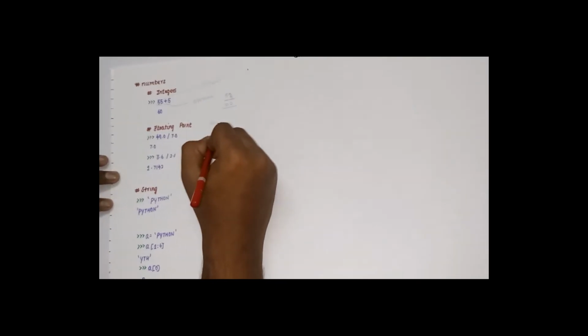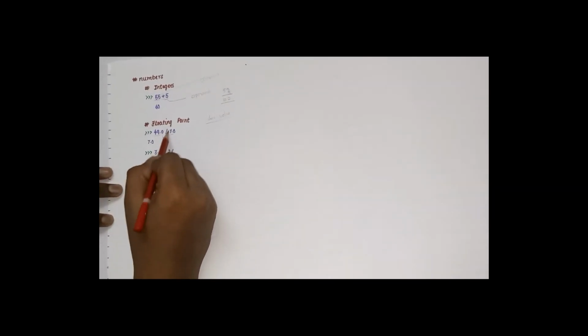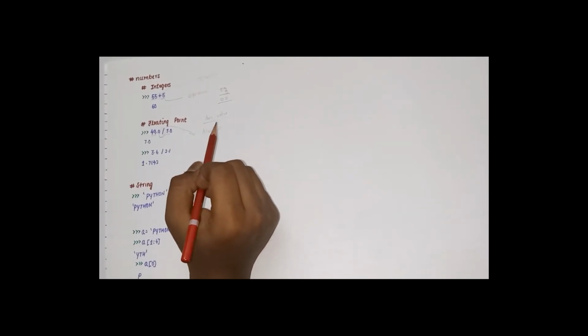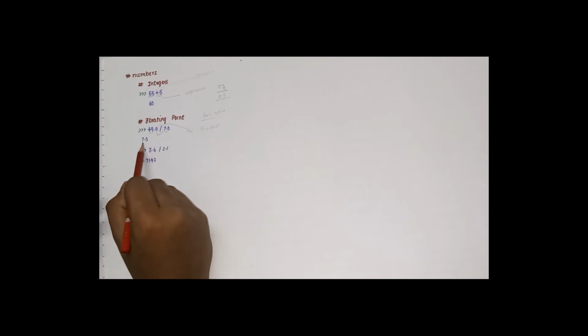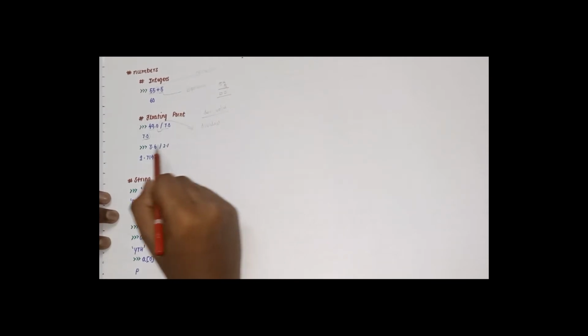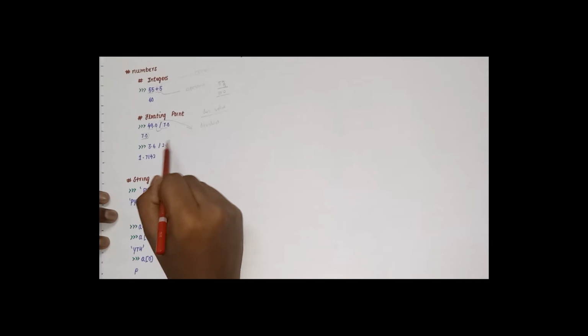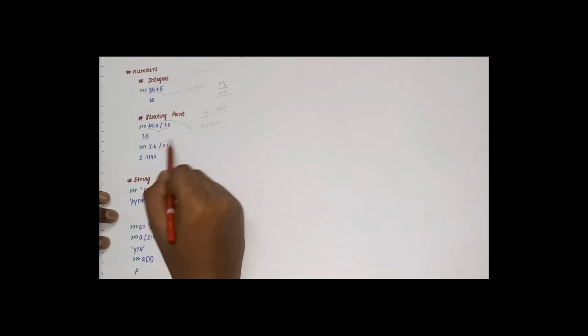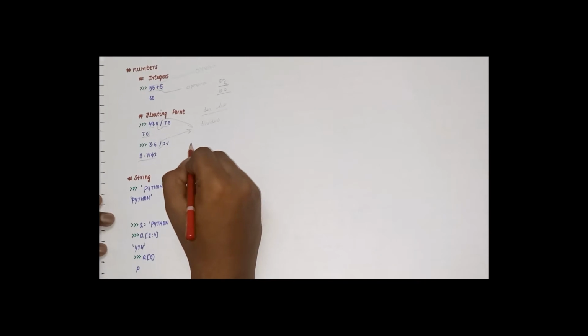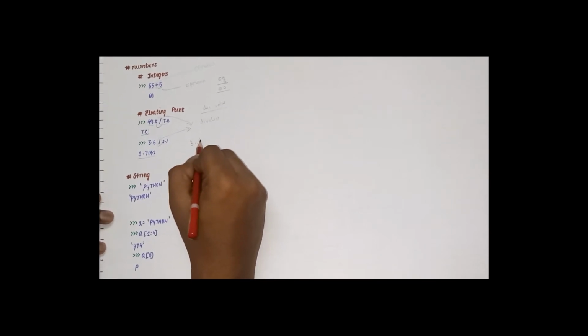A floating point means what? A decimal value. Here 49 divided by 7. This operator is called the divider, and I will explain it in a later part. Then 3.6 is divided by 2.1. Here the slash symbol also refers to a divider. The value is 1.7142.